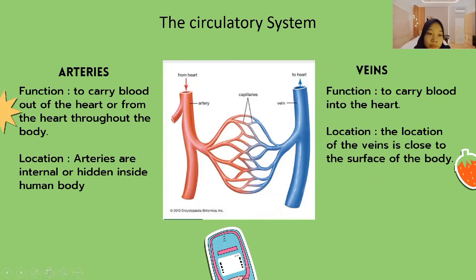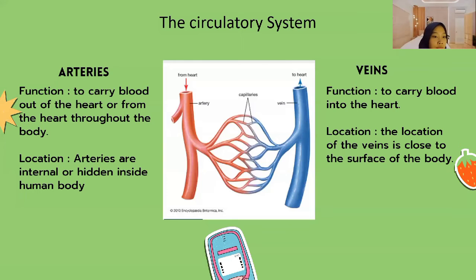Thank you, Huri. So, arteries carry oxygen-rich blood away from the heart and out to the rest of the body. They become smaller and smaller as they get further away from the heart. Function: to carry blood out of the heart throughout the body. Location: arteries are internal, hidden inside the human body.